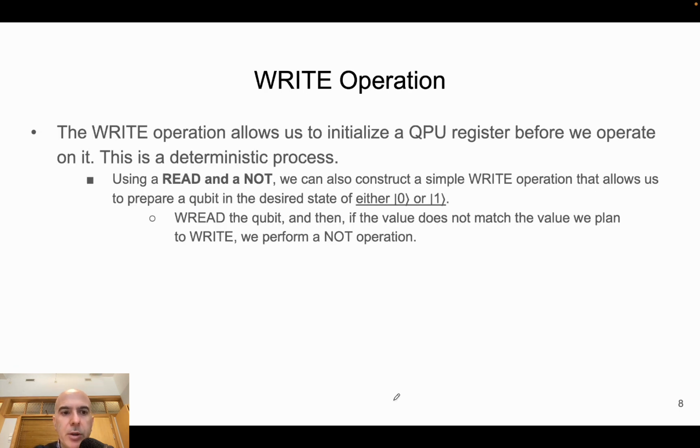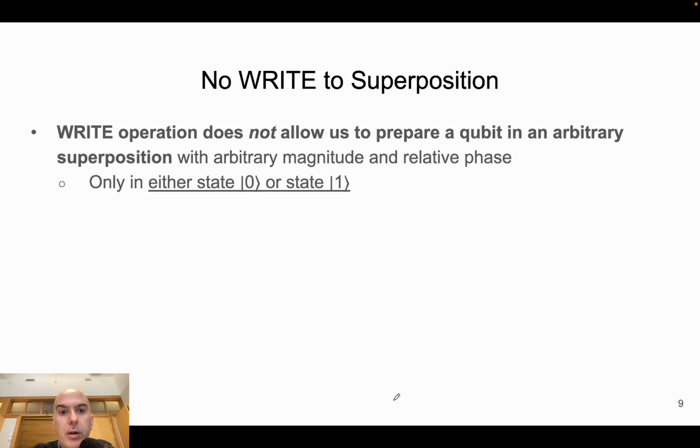Let's talk about the write operation. The write operation allows us to initialize a QPU register before we operate on it. This is a deterministic process in the sense that it's the user deciding to initialize the system either in state 0 or 1, or if it's multiple qubits, we can just pick one of the states. Using a read and a not, we can also construct a simple write. Remember that the read just gives us either 1 or 0. The one particularity of the write QPU instruction is that there is no write to superposition. So the write operation does not allow us to prepare a qubit in arbitrary superposition with arbitrary magnitude and relative phase.